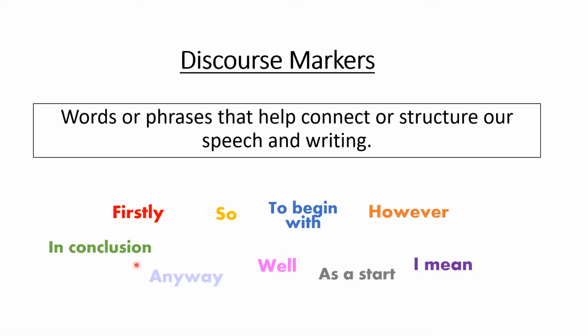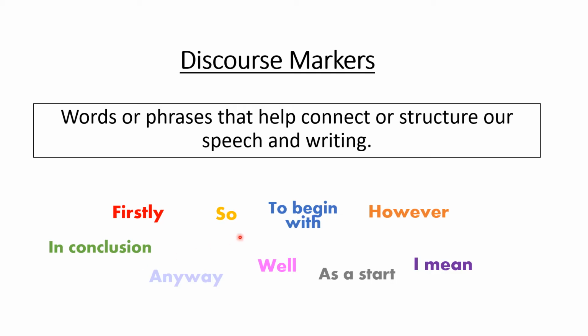The words I've chosen on the screen now vary in terms of their formality and how likely they are to appear in written or spoken language. The phrase in conclusion, for example, is a lot more likely to be found in written language. Not to say that it can't ever be used in spoken, but in some contexts it just wouldn't sound right, it would sound too formal.